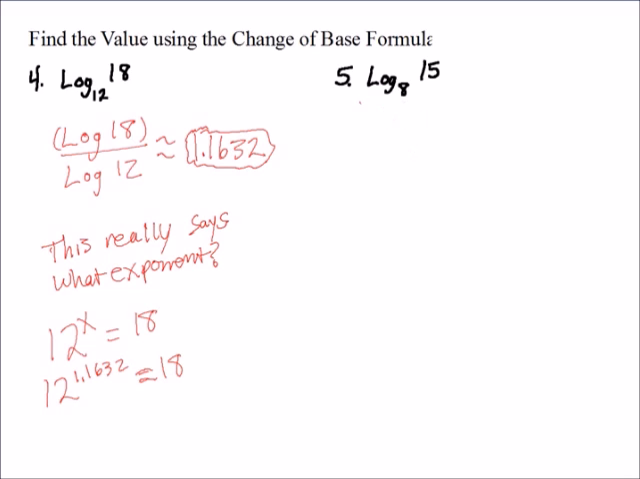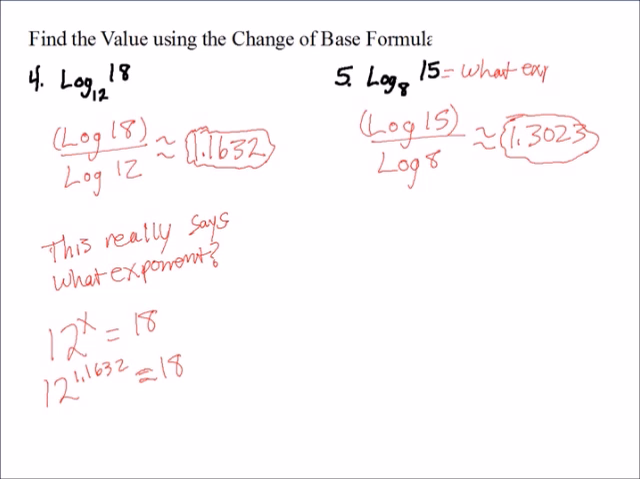Same thing. I'm going to plug this into the calculator using my change of base. I have log of 15 divided by log 8. Put that in your calculator. This is going to be approximately 1.3023. So remember, again, this says what exponent goes on your base to give you 15. If I ask that question, this will be 8 to the 1.3023, and you're going to get approximately 15.